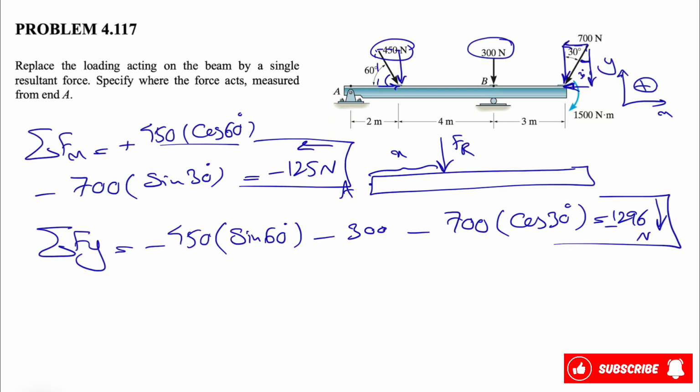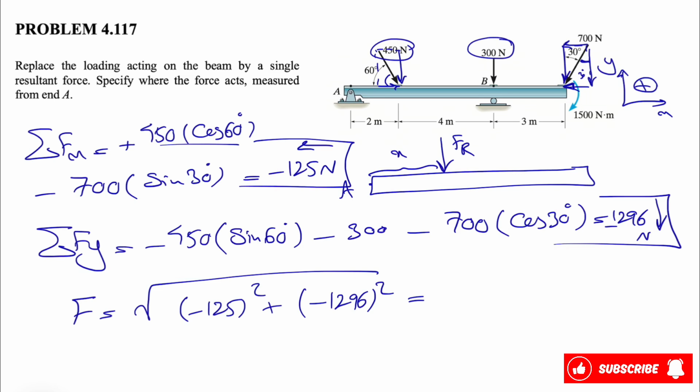So we found the sum of all forces in x and y, and if we calculate the magnitude of F, we'll have what we found for x, which was minus 125 squared, plus what we found for y squared, and this would give us 1302 Newton, which will be the magnitude of Fr.